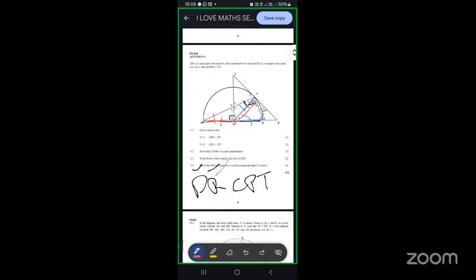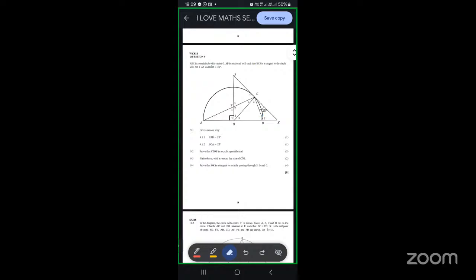Then the cyclic quad: no, we don't have one, unless you guys see something, then you can shout it out. Parallel lines, we don't have. And the tangent: they said there exists a tangent. Therefore, the angle between the tangent and the chord will be equal to the interior angle opposite that chord. So it's equal to this, and that angle there will be equal to this angle. We are done with our analysis. Now let's dive into the problem.